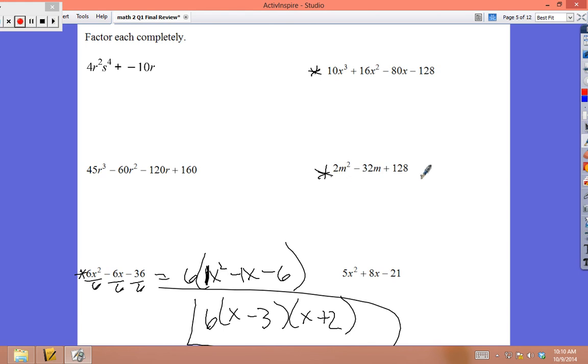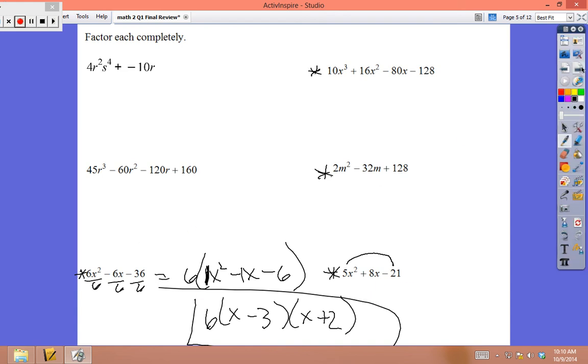This guy's the same way. Factor 2 out of everything. And then this one, the honors can do this. Multiply your first times your first. Rewrite 8x as 2 terms. And then use grouping. Alright.